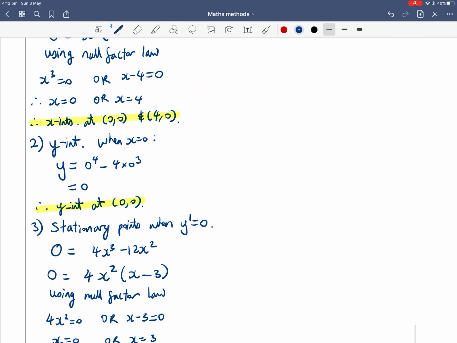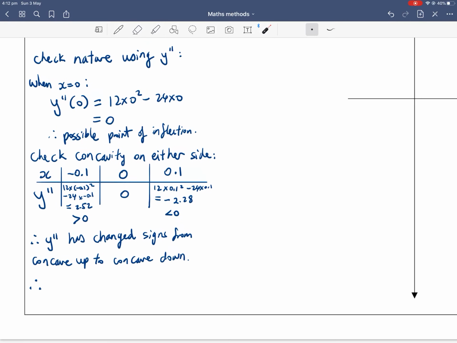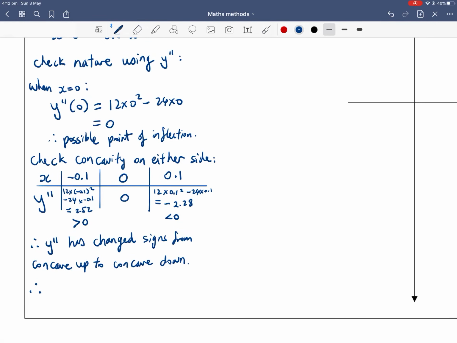So we know when x equals 0, y equals 0, because that was one of our x-intercepts and the y-intercept, so we don't need to recalculate the y value. So therefore, we know that (0, 0) is a horizontal or stationary point of inflection.